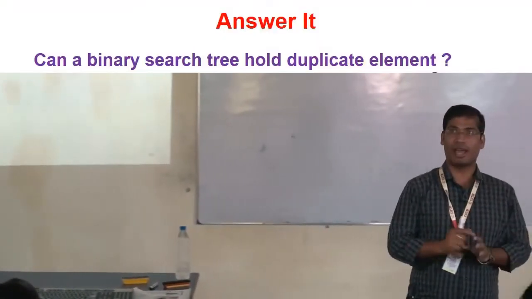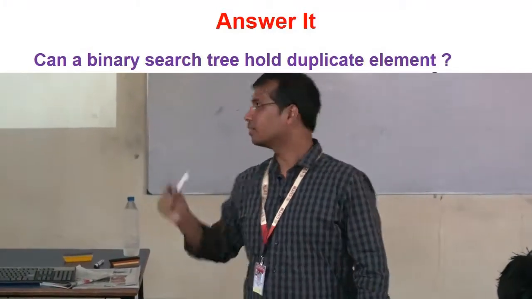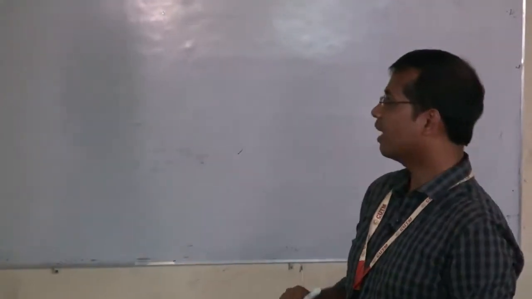Yes. So you now have a little knowledge of BST. With that knowledge, you can answer this also. Let's see who can answer this question. The question is, can a binary search tree hold duplicate elements? Duplicate means what? Two elements with the same value.